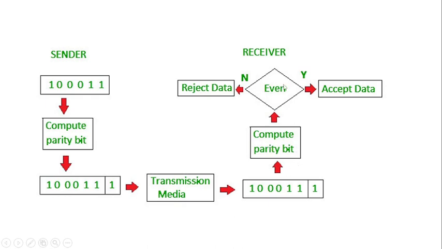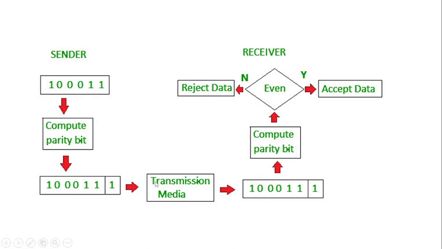When it is even, the receiver is going to accept the data, and when the number of ones is not even, when it is odd, it is automatically going to reject the data, saying that the transmitted data has an error.